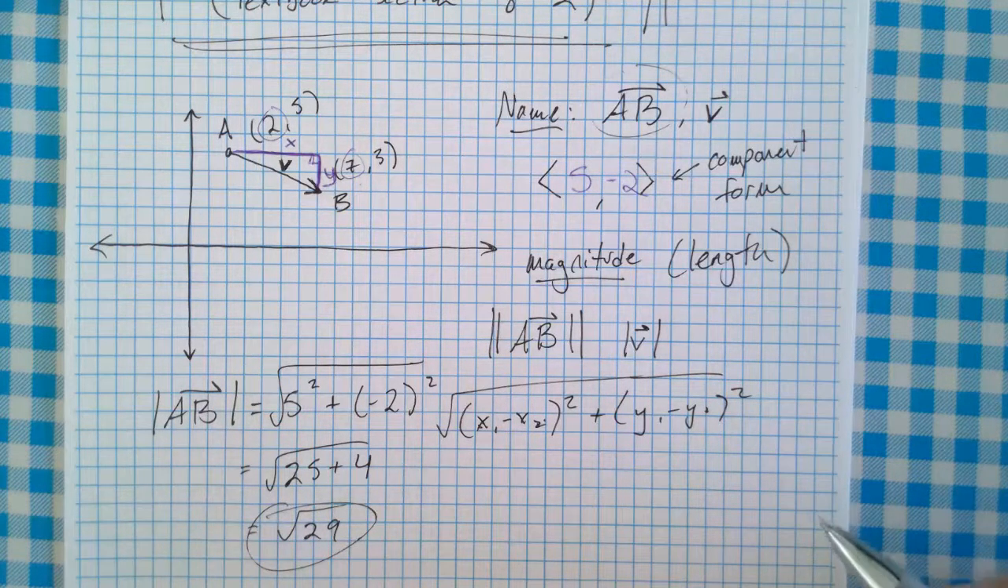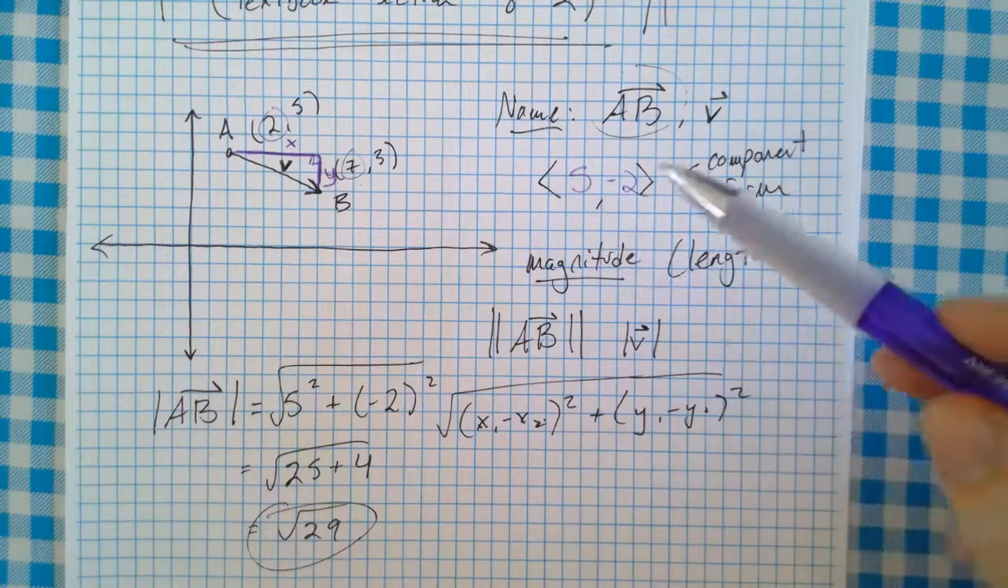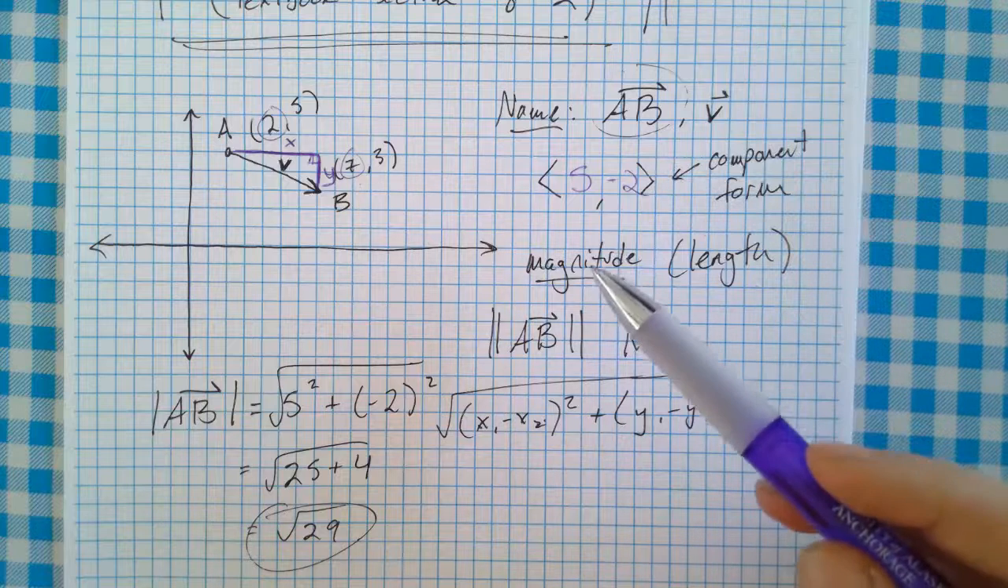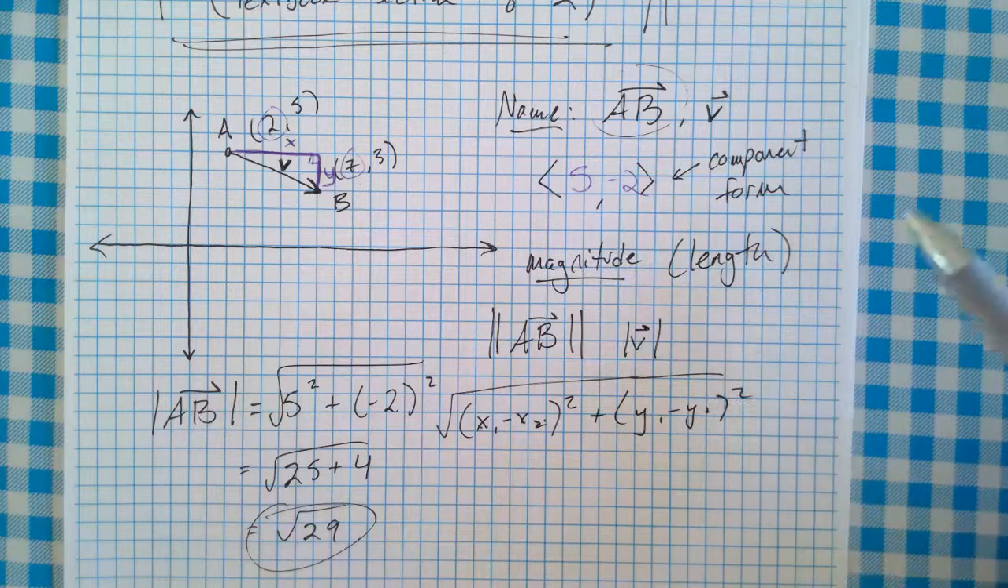Okay, so in that, what was that? 8 minutes? Geez. We learned about what a vector is, how to write a vector, how to write it in component form, and how to calculate the magnitude or the length of that vector.